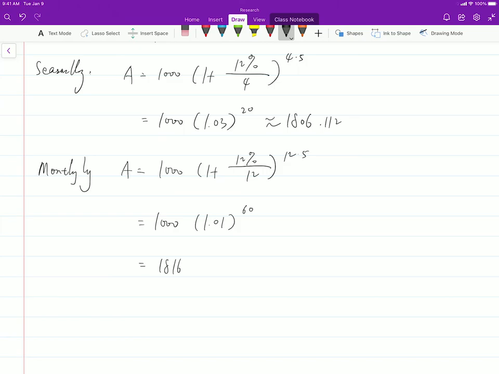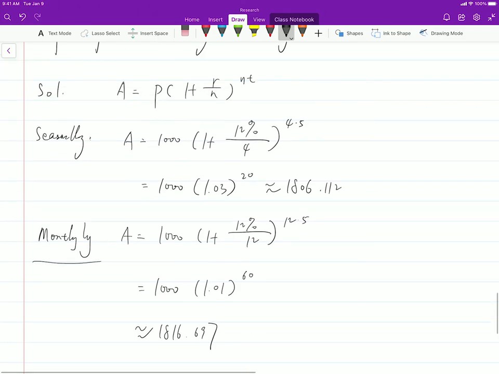That's 18.16.696. So according to what we just did, it's more than seasonally. Does it match your answer? Also, it's only roughly $10-$11 more than monthly. So this one has an advantage. Meanwhile, not much.